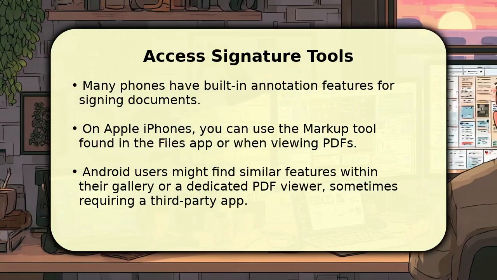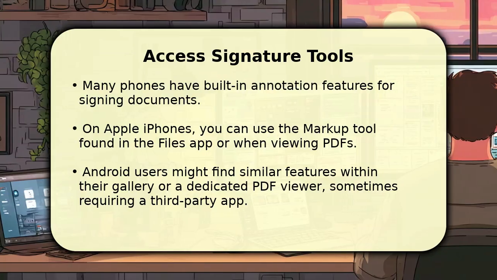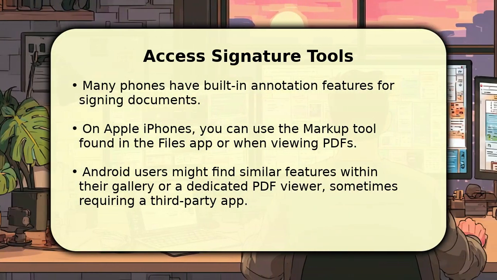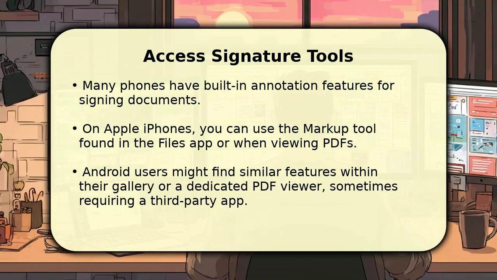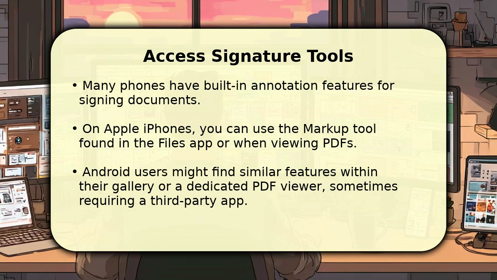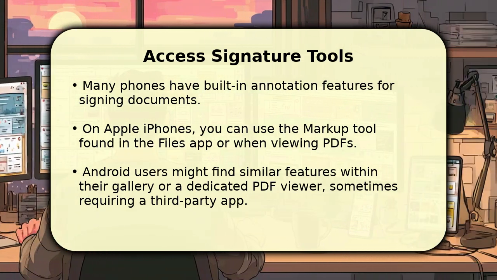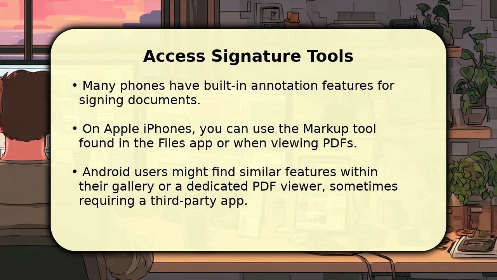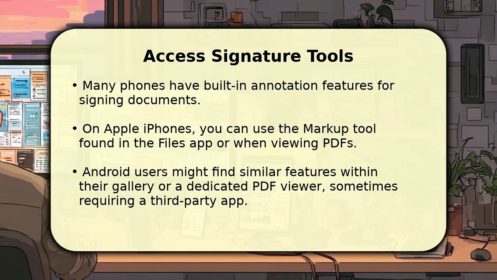Your phone likely has a native tool to help you sign. Apple iPhone users can easily find the markup feature, accessible directly within the Files app or when viewing a PDF document. For Android users, a specific PDF viewer or a third-party application might be necessary. Explore your phone's options to find the best tool for your document type.